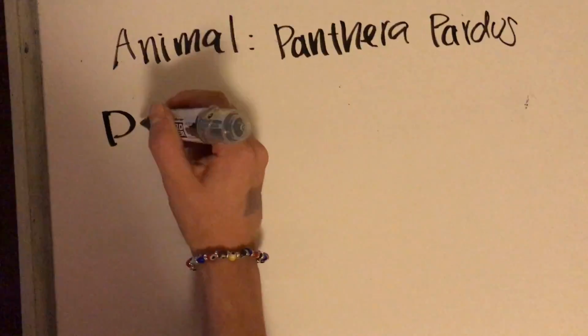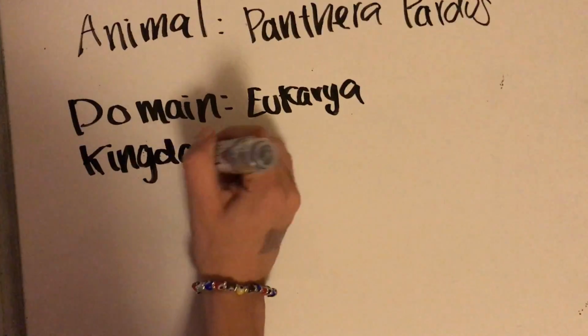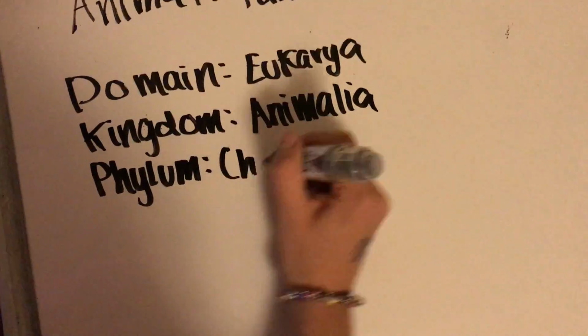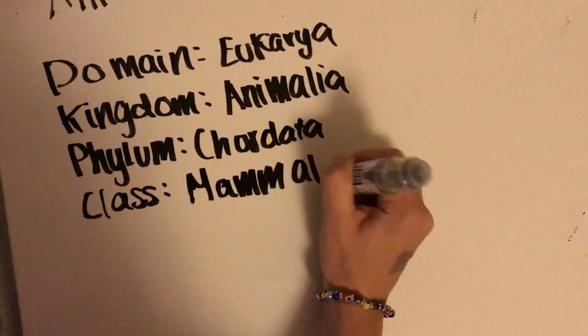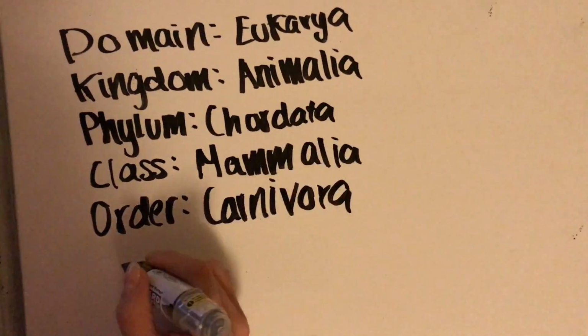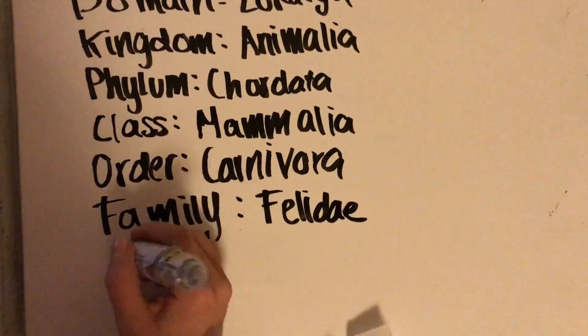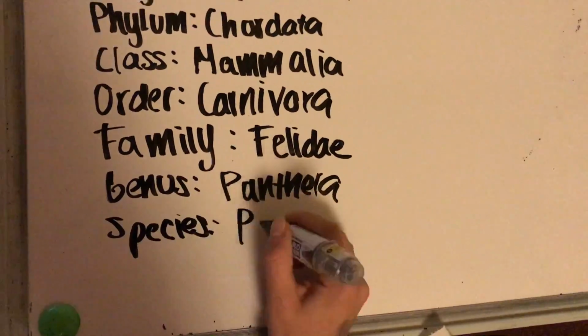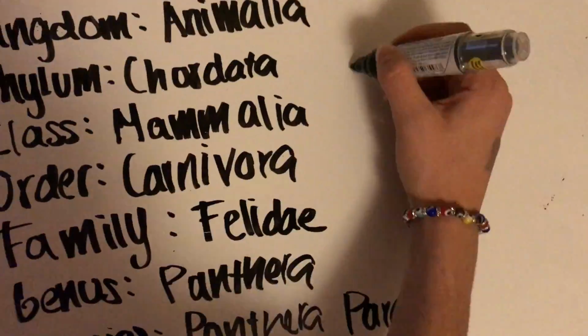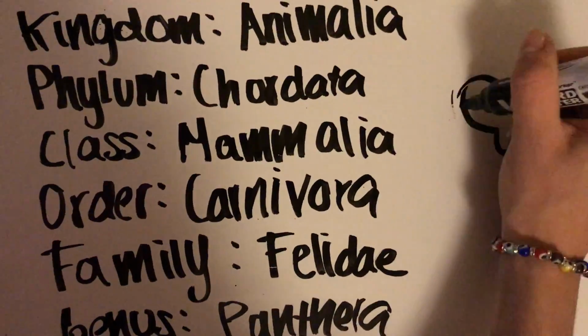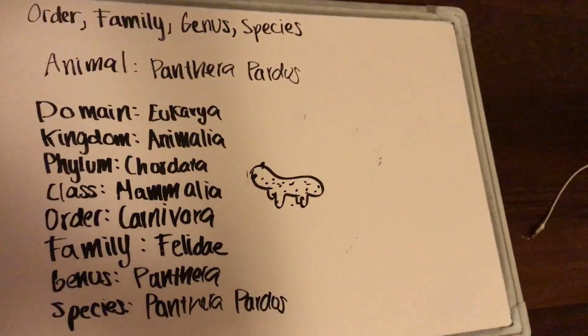The Panthera pardus. Its domain is Eukarya. Kingdom Animalia. Phylum Chordata. Class Mammalia. Order Carnivora. Family Felidae. Genus Panthera, and species Panthera pardus.